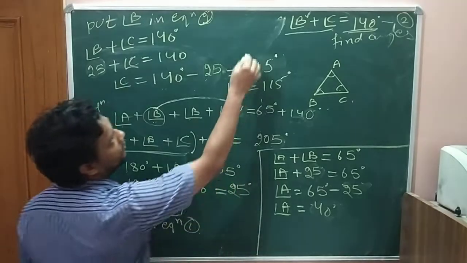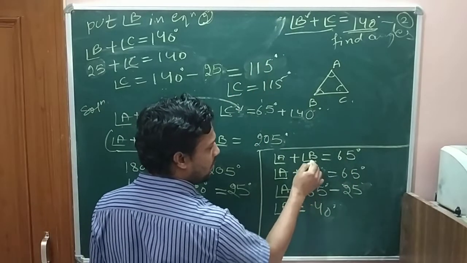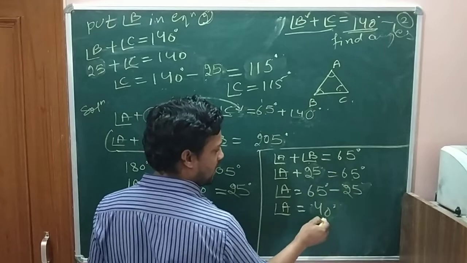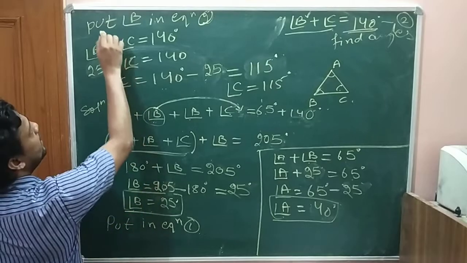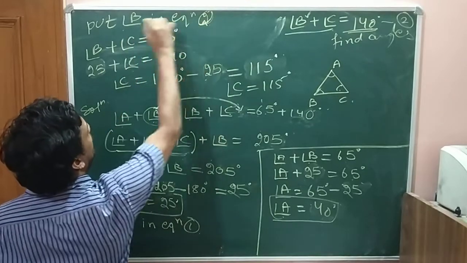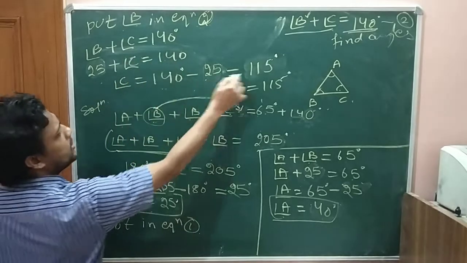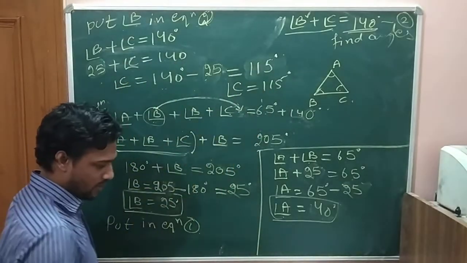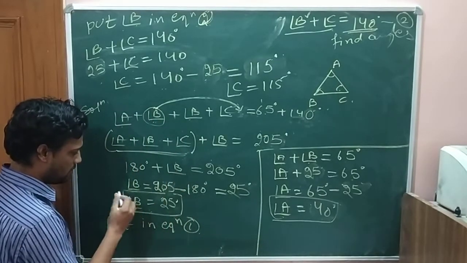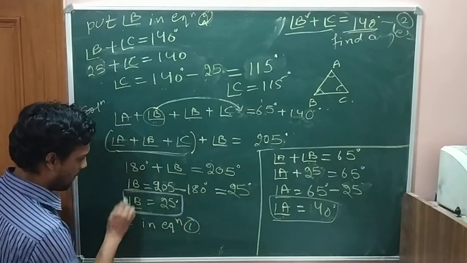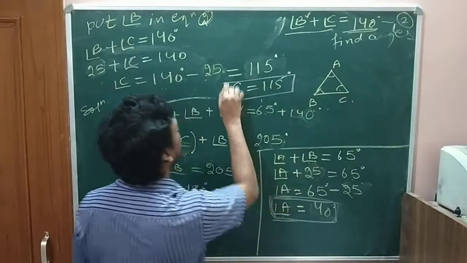Now put it in equation 1. A plus B equals 65, B is 25, so 65 minus 25 is 40. You get the value of angle A. Then put angle B in equation number 2. B is 25 and C plus B is 140, so 140 minus 25 is 115. So angle C is 115. That's the value of angle B, that's the value of angle A, and that's the value of angle C.